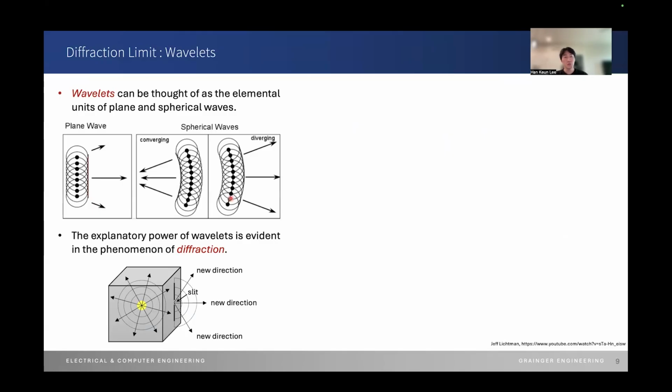The explanatory power of wavelets is evident in the phenomenon called diffraction. Imagine that you have a single point source in a box, and we also have a slit in one side of the box. If the light is just a straight line, then we'll only see a very tiny straight line coming out. However, we see the light spreading in all different directions, and this is because of diffraction.